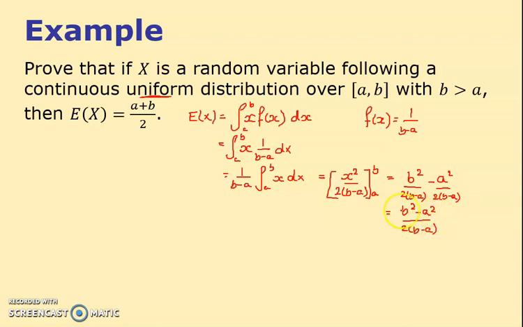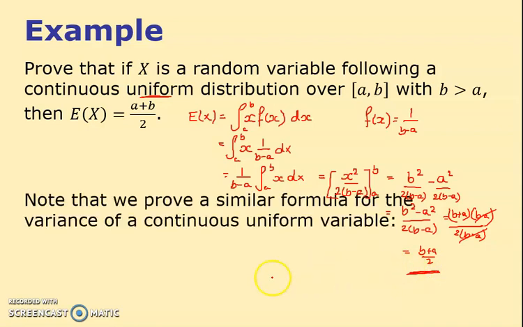And the thing I notice about the top is that it's the difference of 2 squares, so that's b plus a times b minus a, over 2 lots of b minus a. And that must cancel out, and that presumably gives me b plus a over 2, which was the formula. Okay, so it seems to work quite nicely.